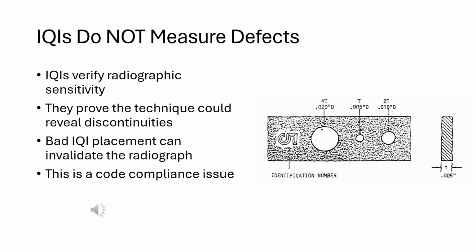If the IQI is unacceptable, the radiograph itself may be invalid even if the weld looks clean. That is why inspectors care so much about IQI visibility, density, and placement. This is physics and code compliance working together.